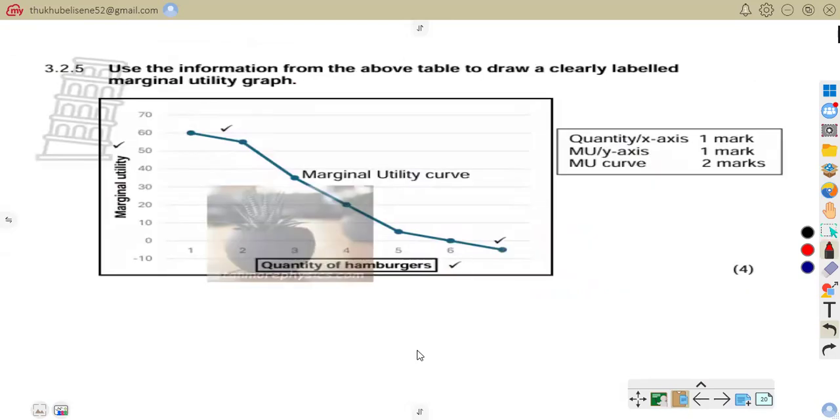3.25. So here is what I was talking about. Use the information from the above table to draw a clearly labeled marginal utility graph. We have the marginal utility and the quantity of hamburgers. This is quantity of hamburgers, this is our marginal utility curve, so this is how it is drawn.